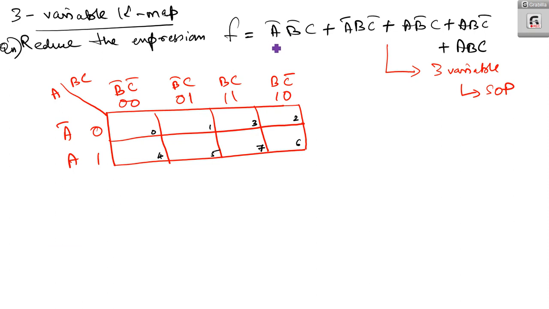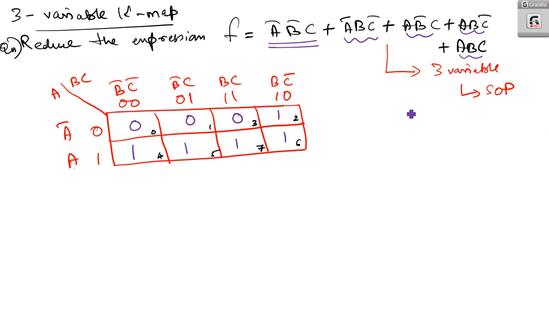So now let me map term by term. First term is A, B bar, C bar. So to get A, B bar, C bar, that is this term. You will get 1. Second term is A bar, B, C bar, that is this term. Third term is A, B bar, C, that is this term. Fourth term is A, B, C bar, that is this term. Last term is ABC. That is this term. Okay. And all other terms are 0.